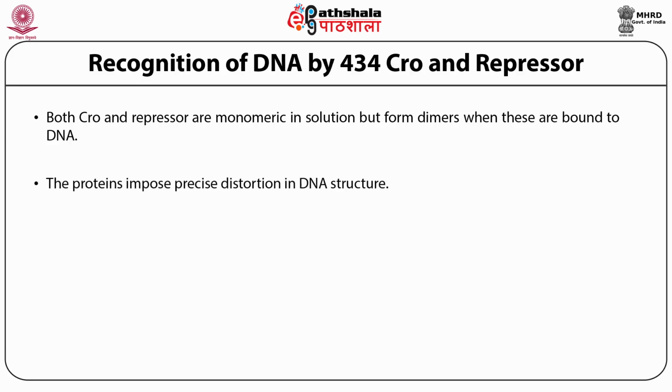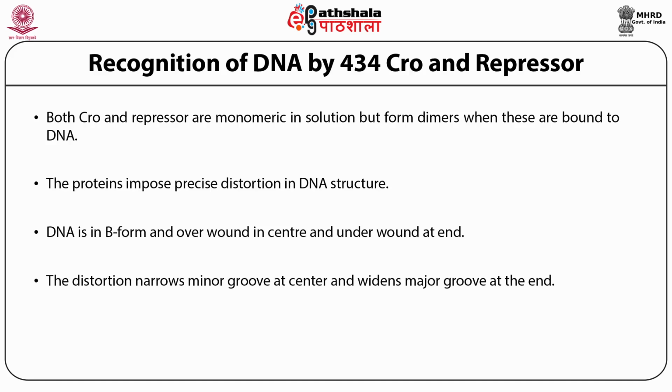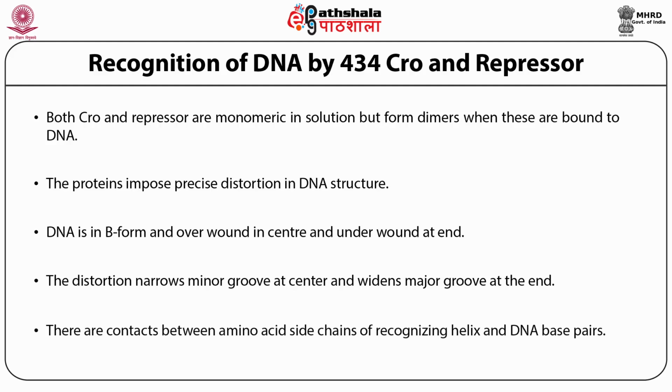The proteins impose precise distortion in DNA structure. DNA is in B form and overwound in the center and underwound at the end. The distortion narrows the minor groove at the center and widens the major groove at the end. There are contacts between amino acid side chains of the recognizing helix and DNA base pairs.